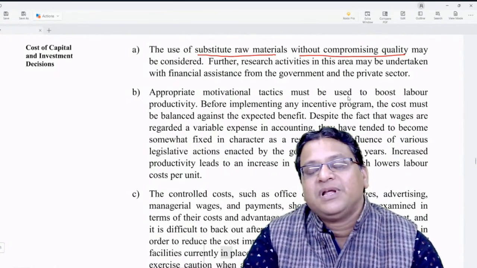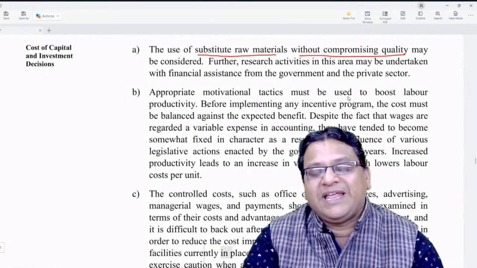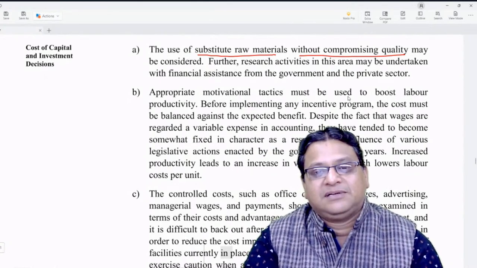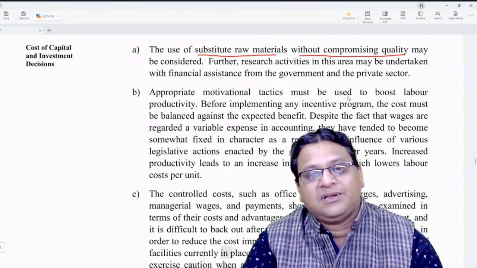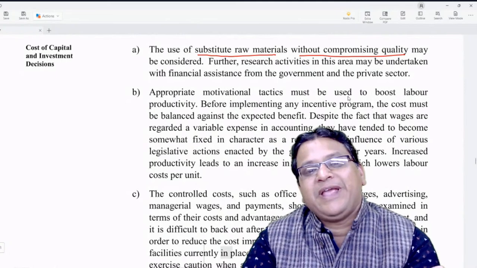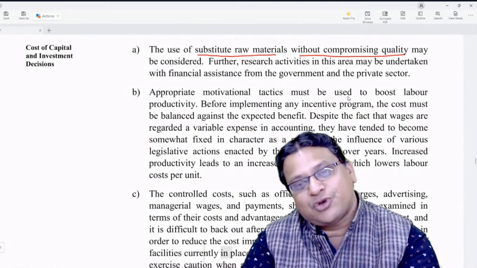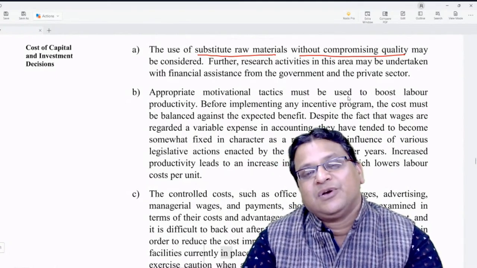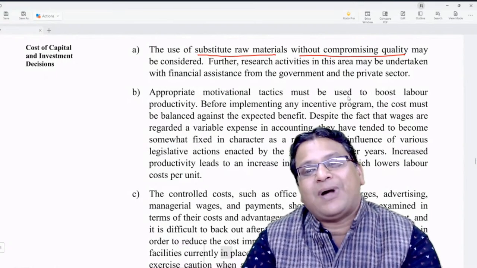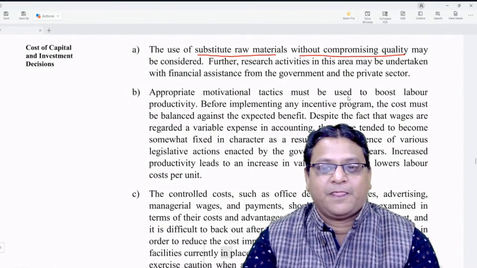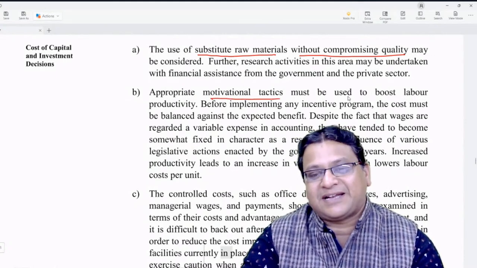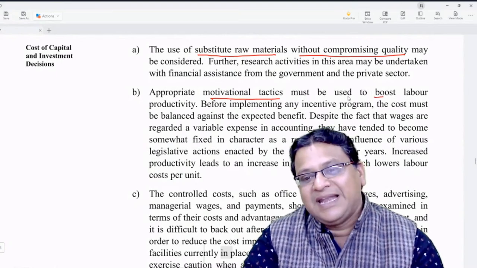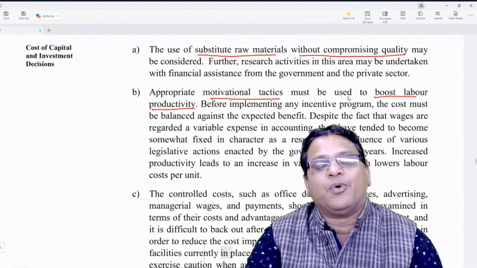Let's take an example. In our product, product A is used as a raw material and the price of product A is increasing continuously. Then in that case, we may use product B, which is a substitute material, which will not hamper the quality of the finished product. Next, during a period of inflation, we have to use motivational tactics so that labor productivity will be more.